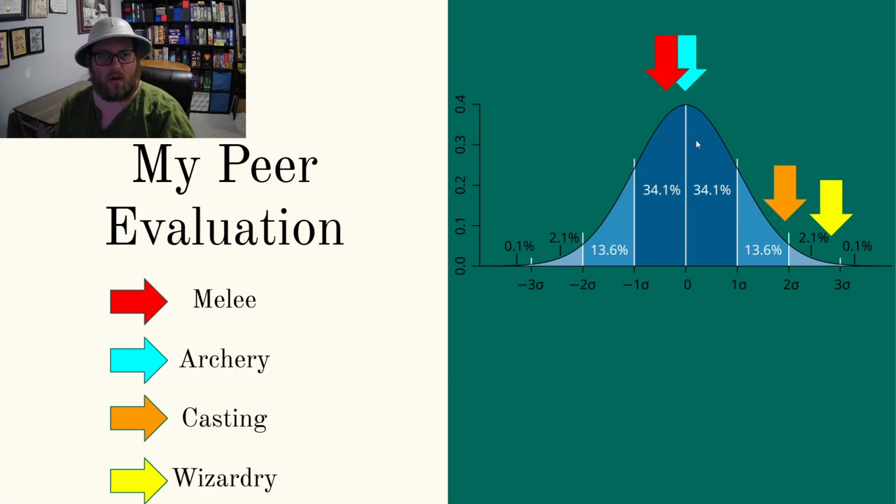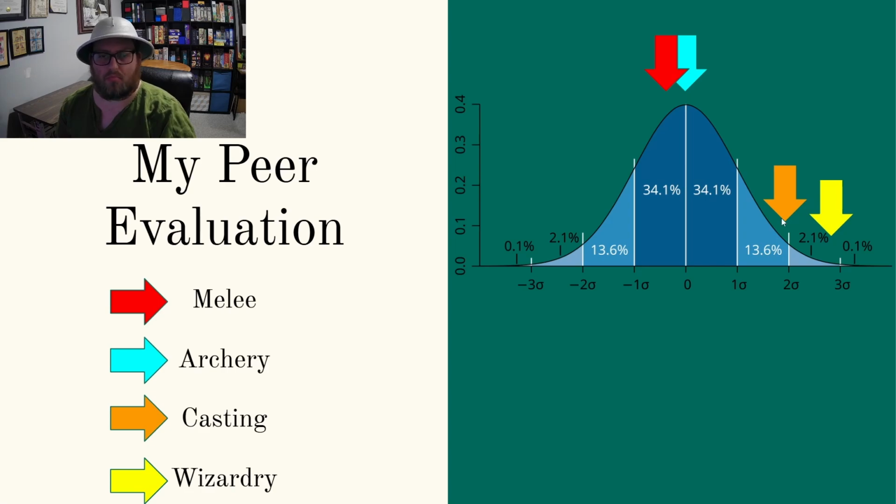Dead even on the archery, which was pretty much exactly where I said. I gave myself a 51. I got a 50 out of them. The surprise for me was they all put me in the top 10 for casting, and the top 3 to 5% for playing wizard specifically.